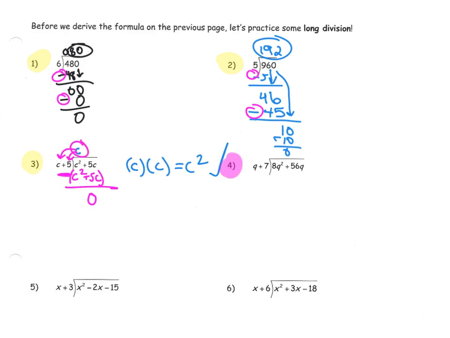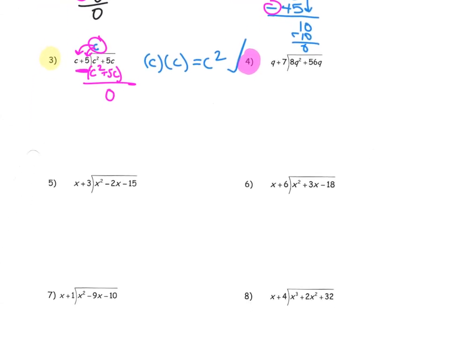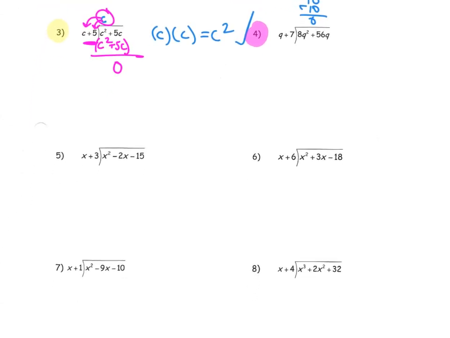You guys can give question 4 a try. Let's do question 5 together. Now we have, again, a binomial being divided into a trinomial. So we want to see, how many times does x go into x squared? x goes into x squared x times. So I'm going to subtract out. We remultiply back in. x times x is x squared. x times 3 is 3x.